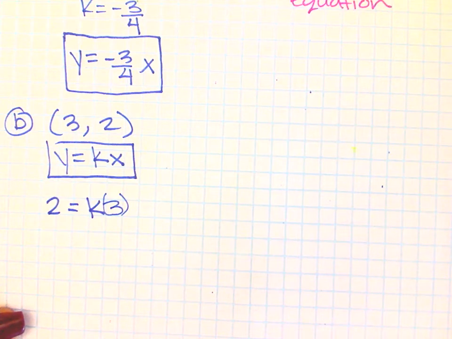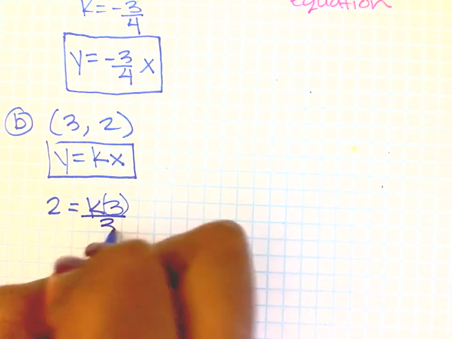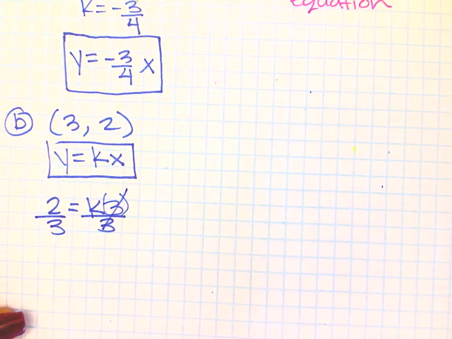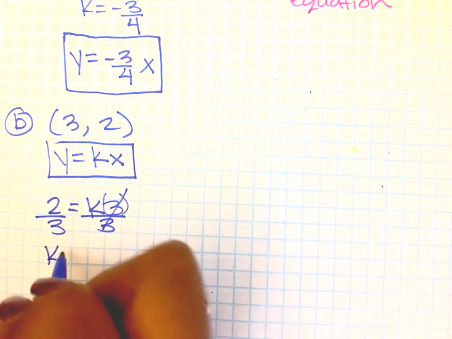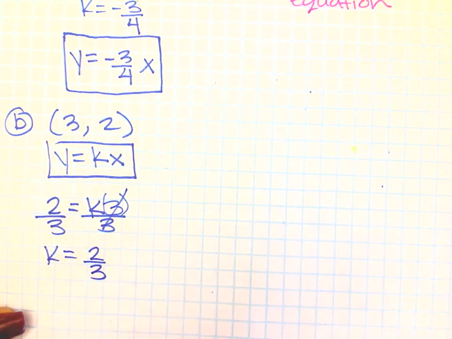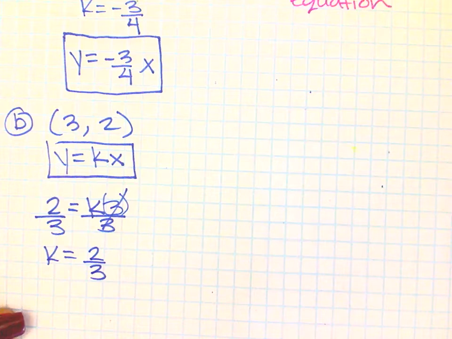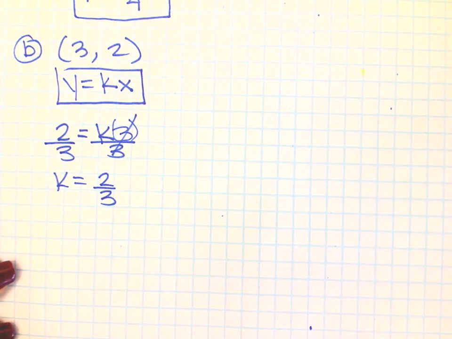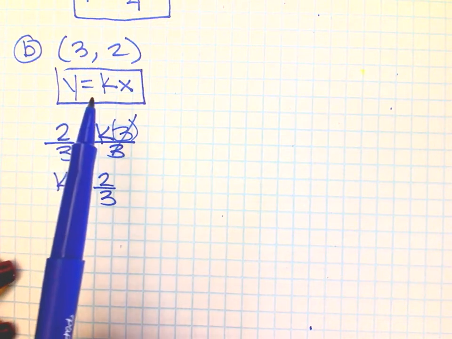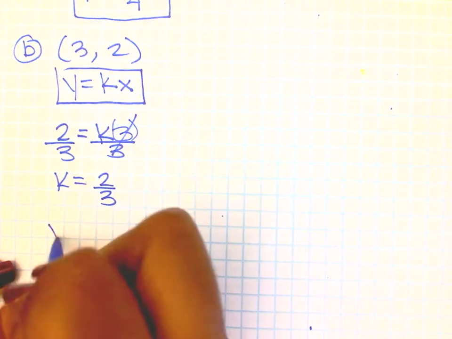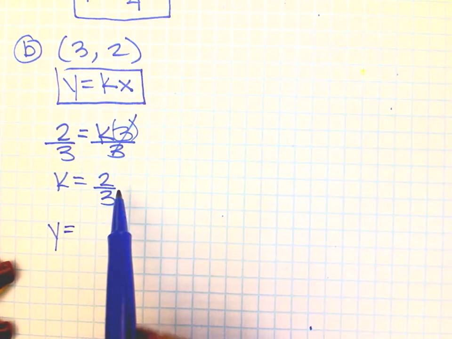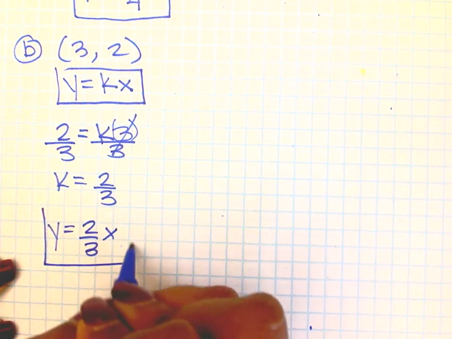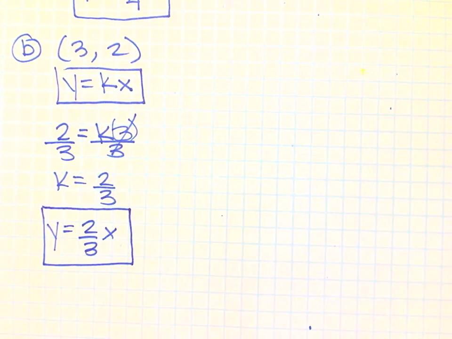Okay, so I need to get k by itself, so I'm going to divide by 3 on both sides. 3 over 3 cancels. k equals 2/3. Am I done? No, I've got to plug it back into the equation. So here's my equation. y equals kx. y equals, oh, I found k, 2/3 x. All they want is the equation. That is your final answer right there.